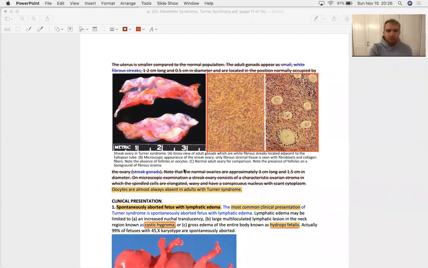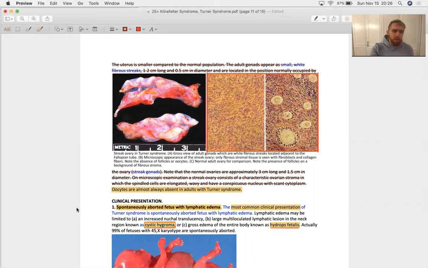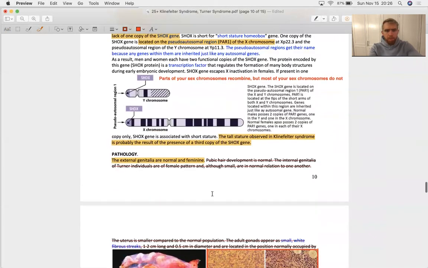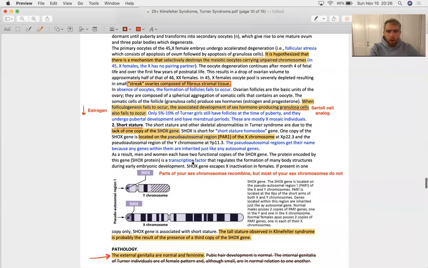And so you can imagine that if you have an ovary that's just paper thin, flat like that, then you don't really have a lot of oocytes up in there. And so fertility is absolutely a problem for patients born with Turner syndrome. Now, the external genitalia are not affected. It's just the ovaries that are pathologic.